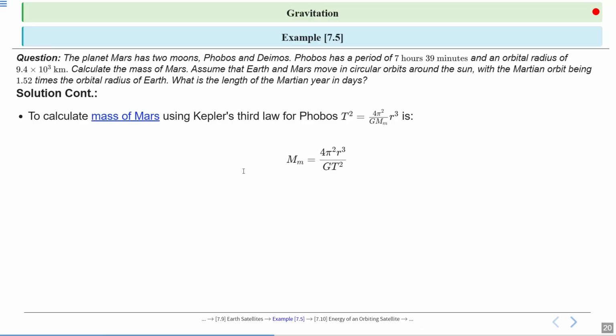Let's begin by applying Kepler's third law to find the mass of Mars. So the formula we use is T square equal to 4 into pi square into r cube divided by GM, where T is the orbital period and r is the orbital radius. Capital G is the gravitational constant. This equation shows the relationship between orbital period and the mass of the central body.